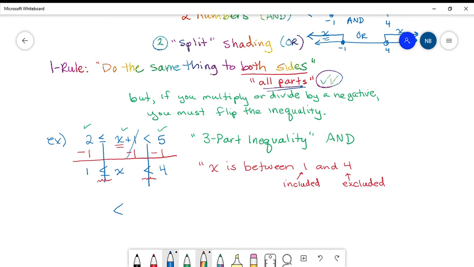Let's go ahead and graph our solution. The numbers we care about are +1 and +4. I'm going to go ahead and put a 0 over here on the left. We know that 1 is included, so we do a closed circle. 4 is excluded, so we do an open circle. And we know that x is between 1 and 4. So this is the AND type of problem because x is bigger than 1 and it's smaller than 4 at the same time.